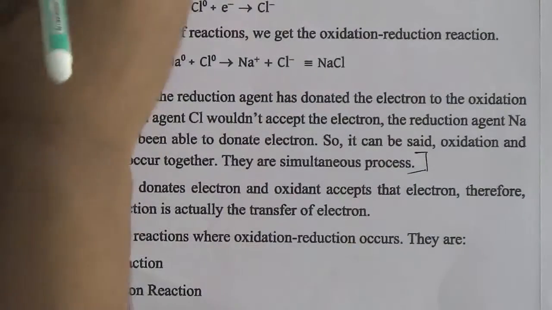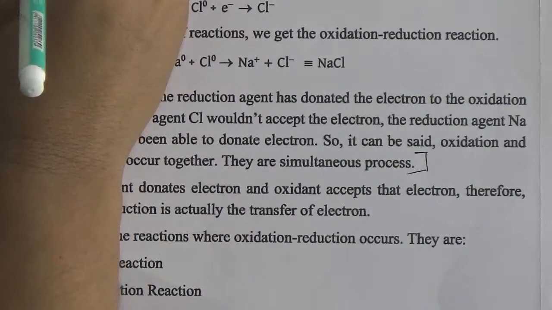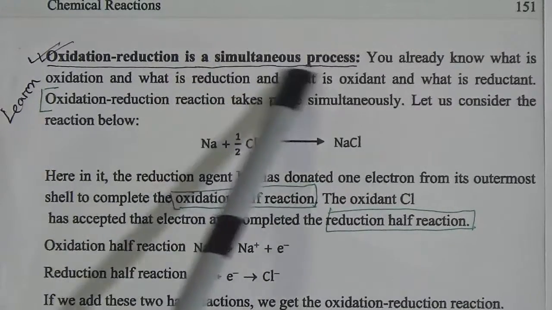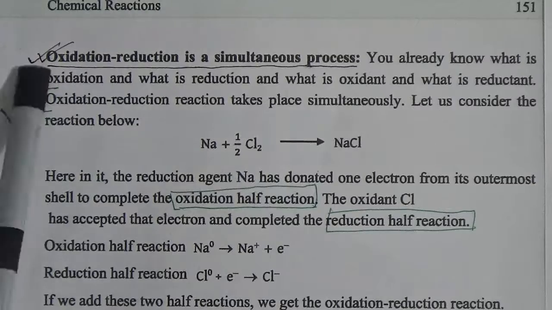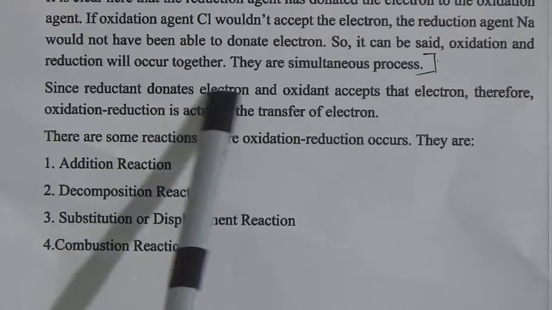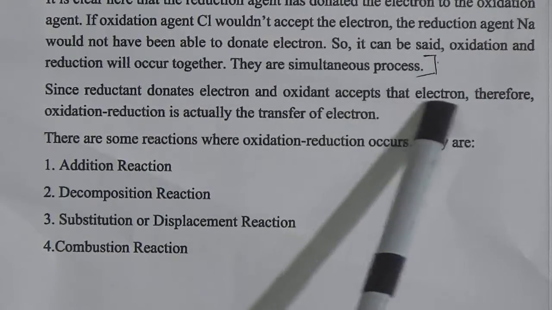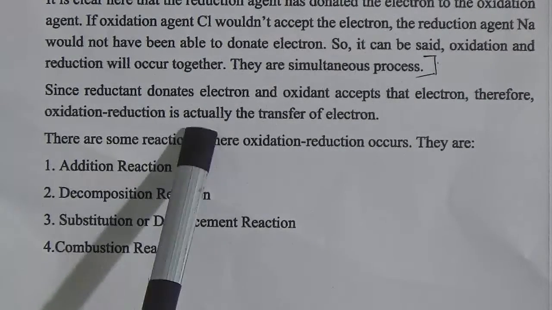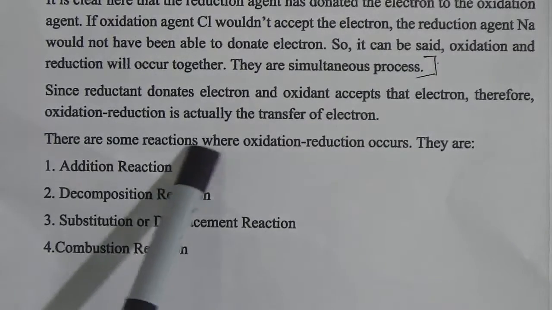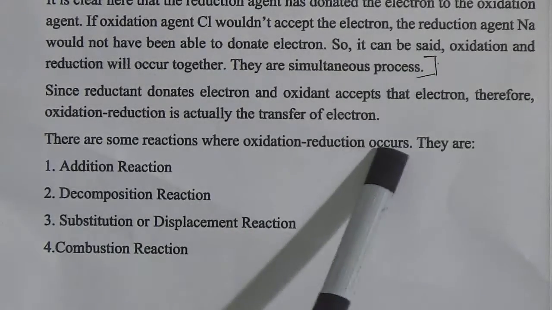Dear students, from here to here is the answer of oxidation reduction being a simultaneous process. You can write from here to here from your book, and this portion you have to learn. Now, since the reductant donates electrons and the oxidant accepts the electrons, oxidation reduction is actually the transfer of electrons, and there are some reactions where oxidation reduction occurs.